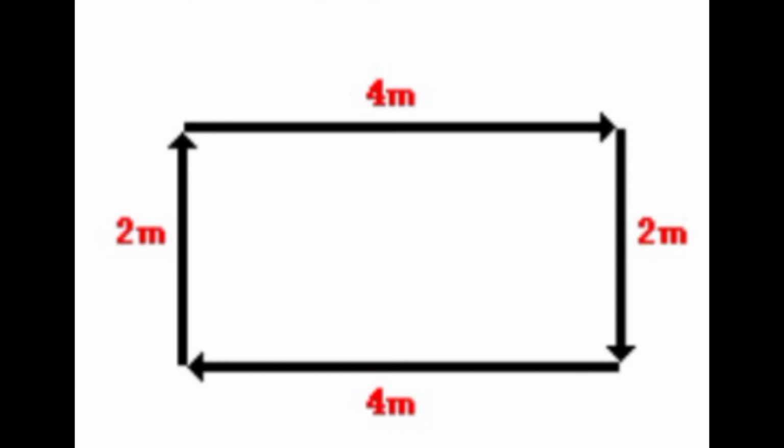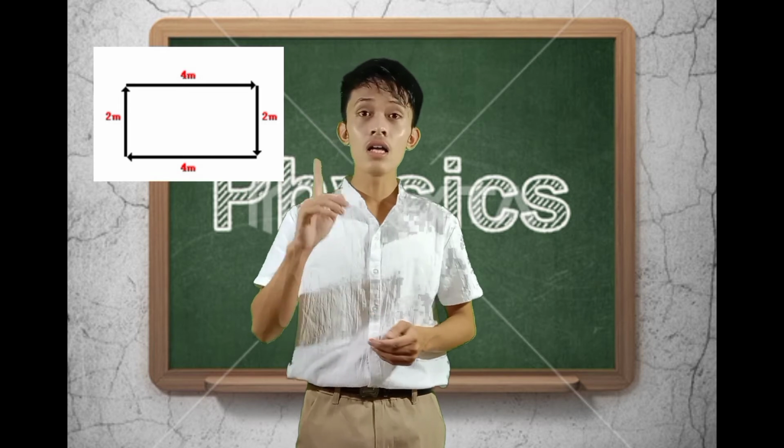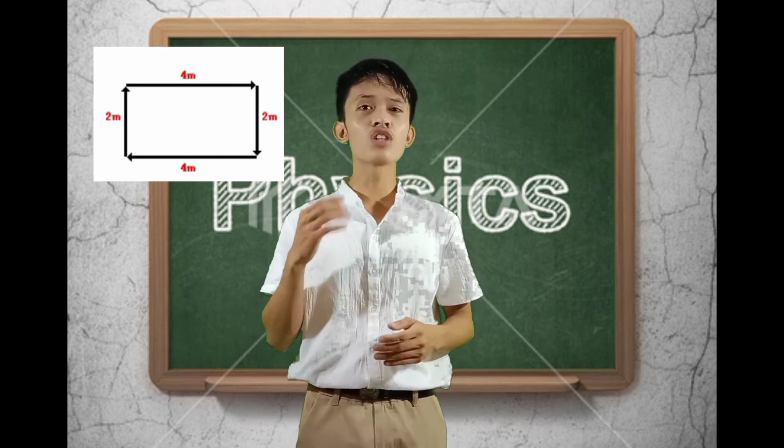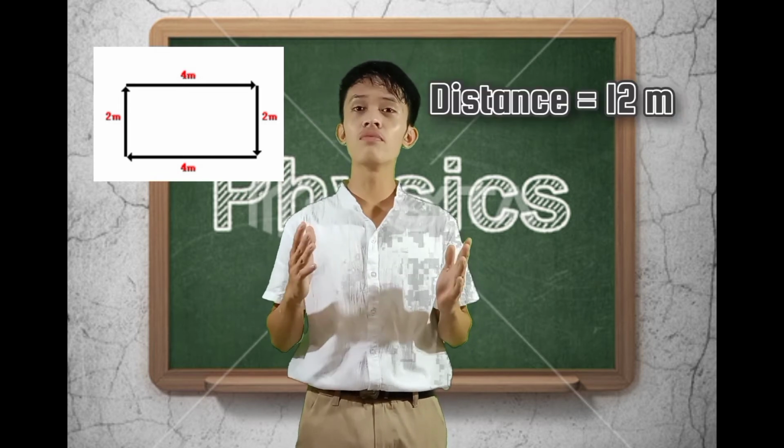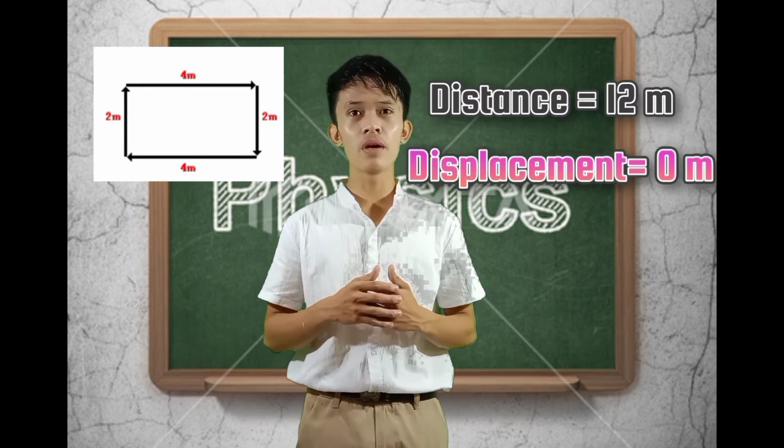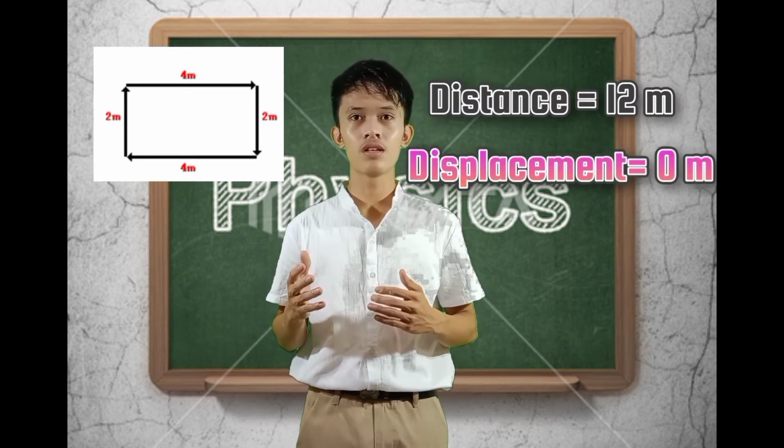To understand more, consider the motion depicted in the diagram. A physics teacher walks 4 meters east, 2 meters south, 4 meters west, and finally, 2 meters north. Even though the physics teacher has walked a total distance of 12 meters, her displacement is 0 meters.